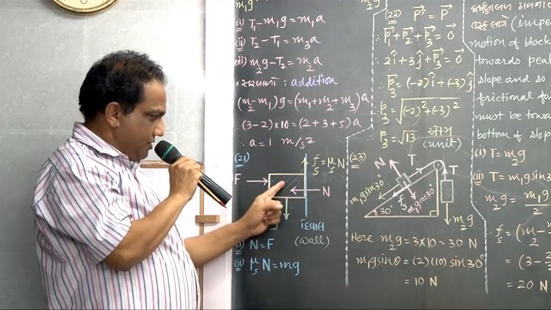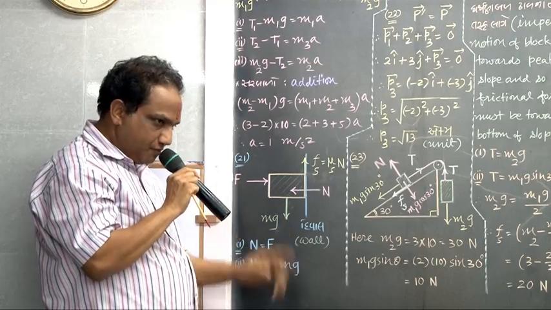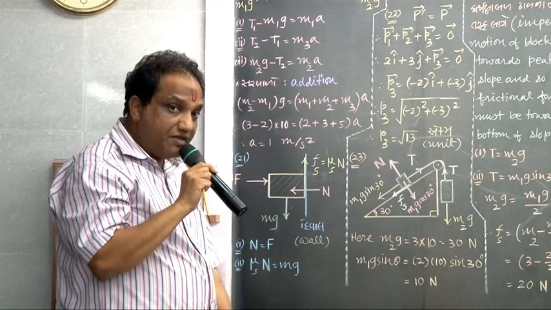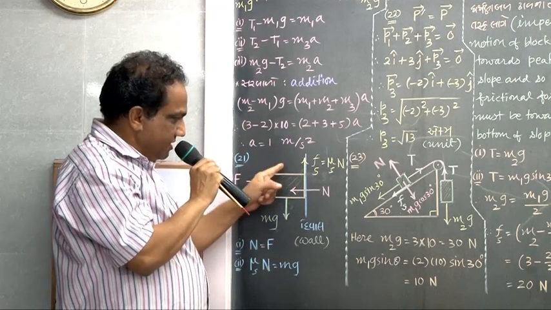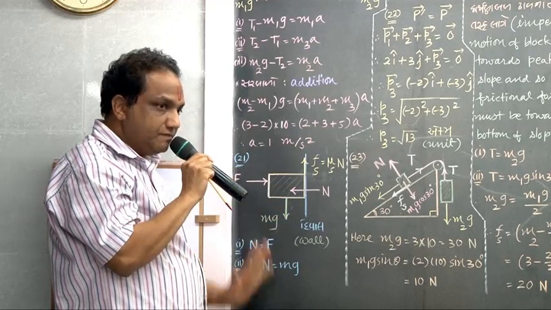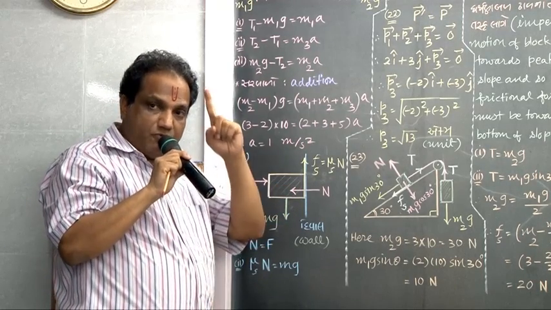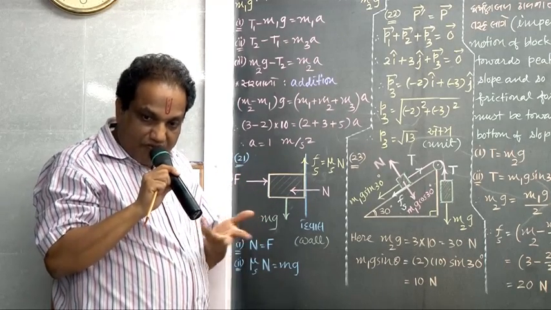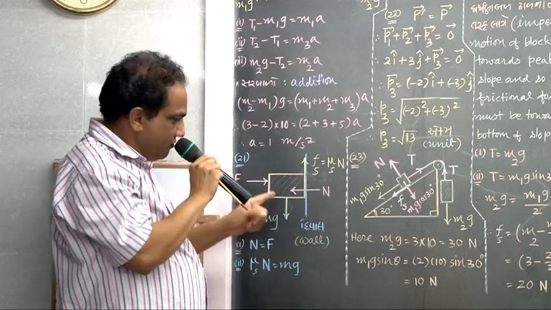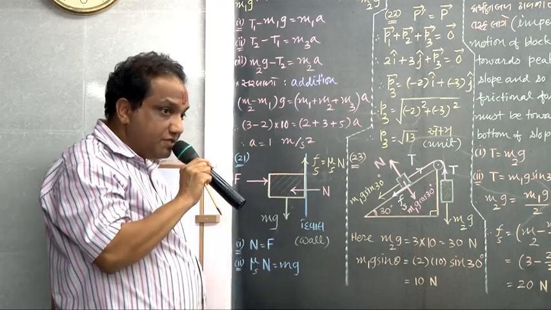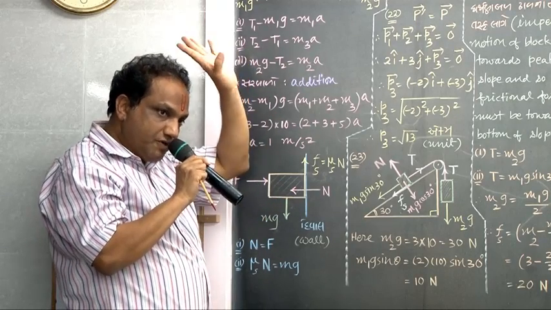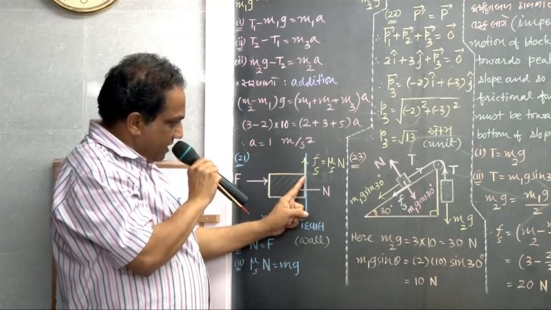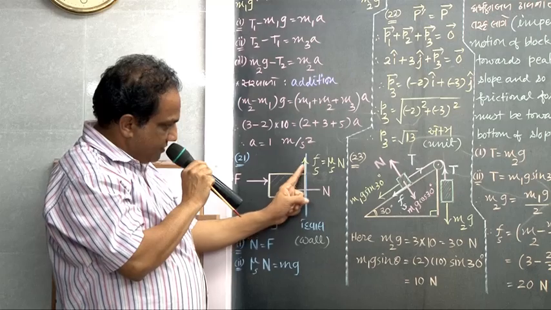Now, no doubt the block is not falling downwards, that is true. But at least what to expect? If given a chance, this block is likely to move downwards. By itself, it will never move upwards. So where is the expected motion? Impending motion is downwards. If impending motion is downwards, frictional force is upwards, opposite to the direction of impending motion. That is why I have shown this frictional force in the upper direction.